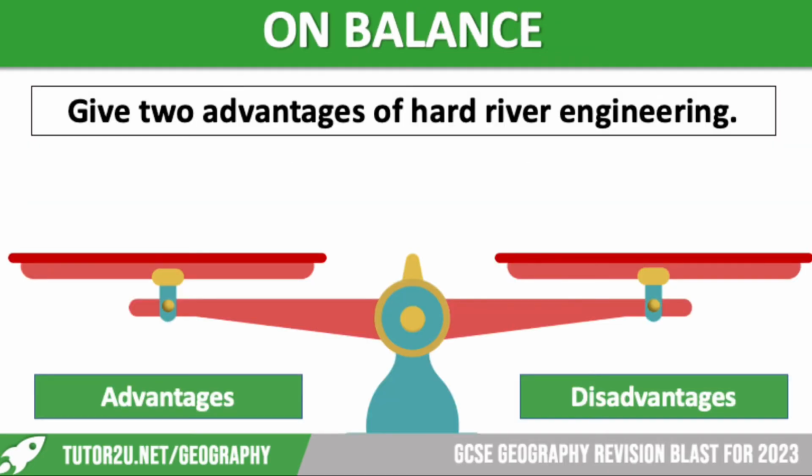So like with coastal engineering, hard engineering for rivers is controversial because lots of people have all sorts of issues with it, lots of arguments for, lots of arguments against it. Residents living along rivers generally want it because it is going to offer them protection. So firstly, we want to think of 2 advantages of hard river engineering. Off you go. Have a think. Pause the video for a few minutes. You might want to note some things down.